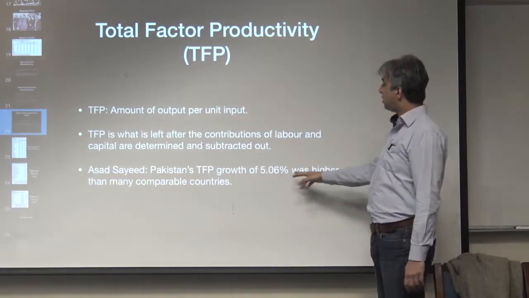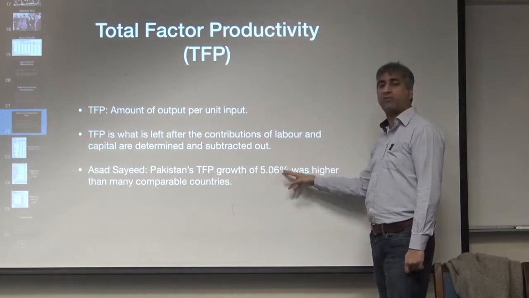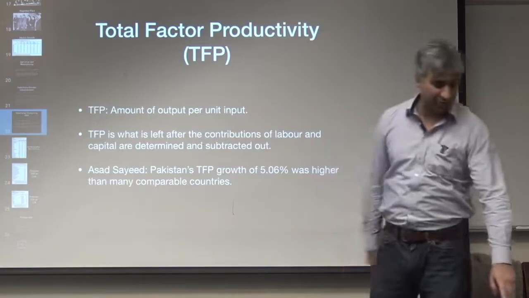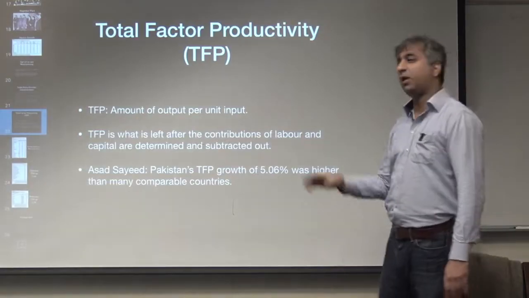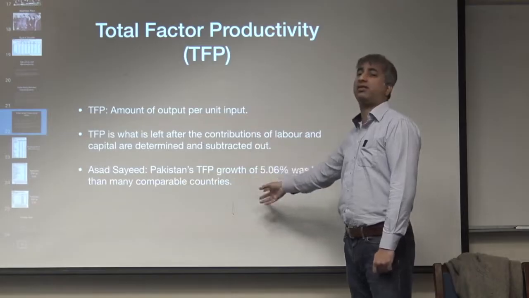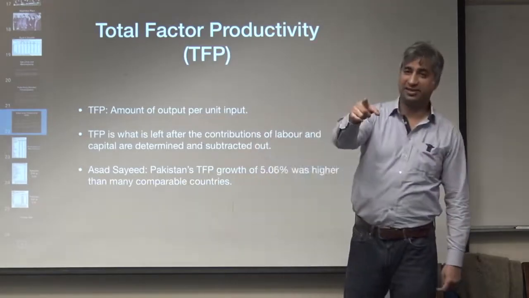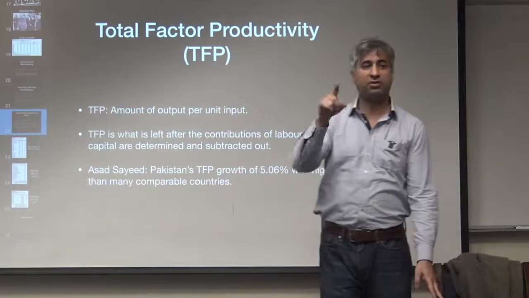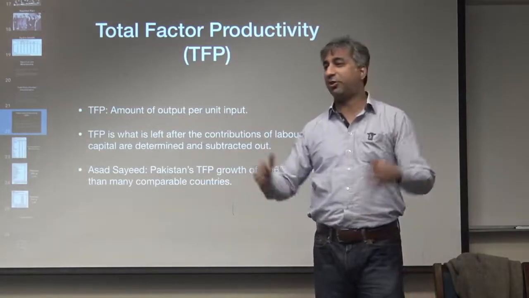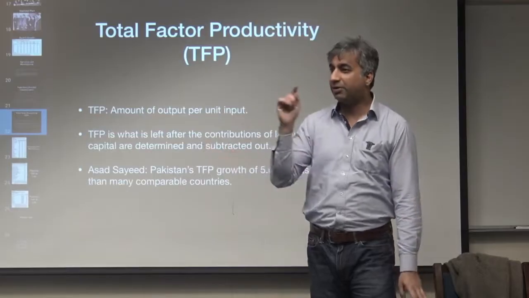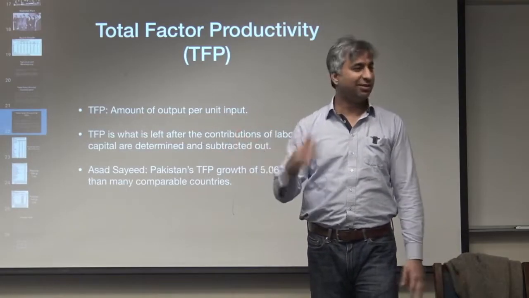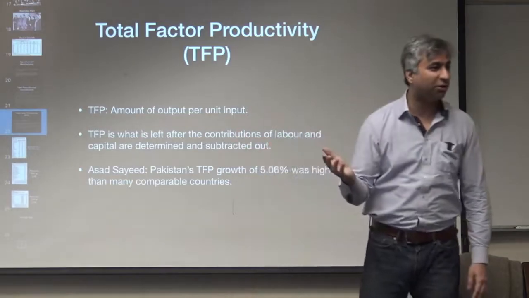So Asad says that TFP was growing at about 5.06%, and this is actually very, very good. It's very high. The reason we're looking at TFP in the 1950s is that we're going to compare it to TFP in the 1980s. You can look at various periods of growth. You might say that in the Zia period, for example, you had a 6% rate of growth. But are you getting new technology, or is it just that you're having a good time and blowing it all away?